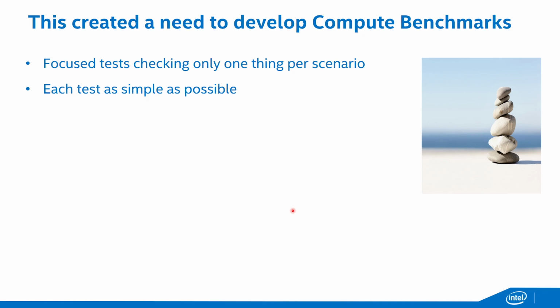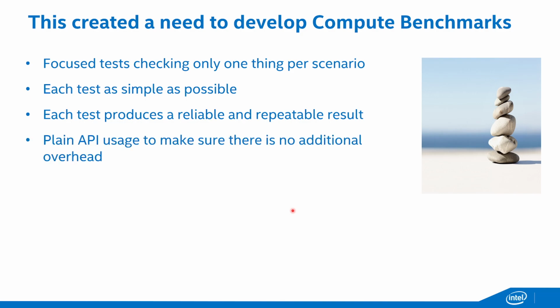So each test is very simple, as simple as possible. It just tests one thing and produces a reliable and reproducible result. So every time you run this benchmark, you'll get exactly the same score. And how we do this, I will explain a bit later.